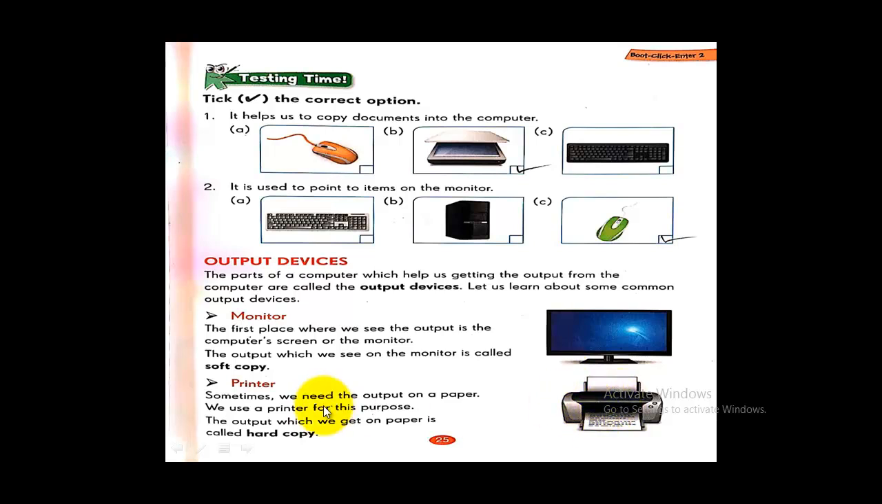We need the output on a paper, so we use a printer. The output we get on paper is called the hard copy, and what we can see inside the computer is known as the soft copy.